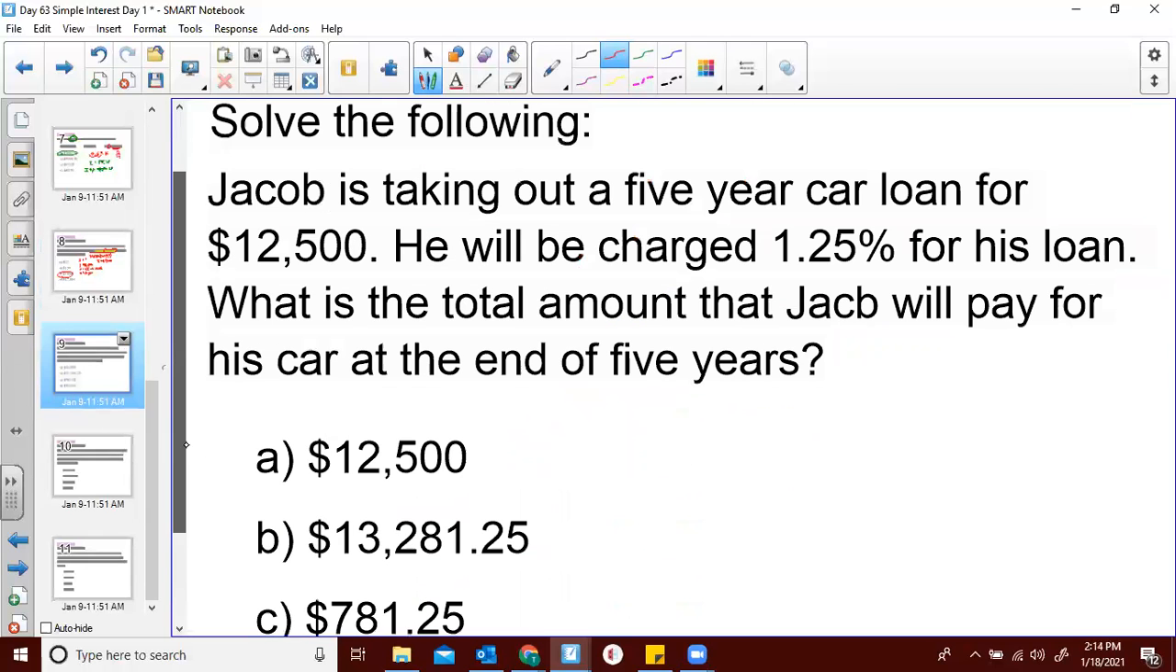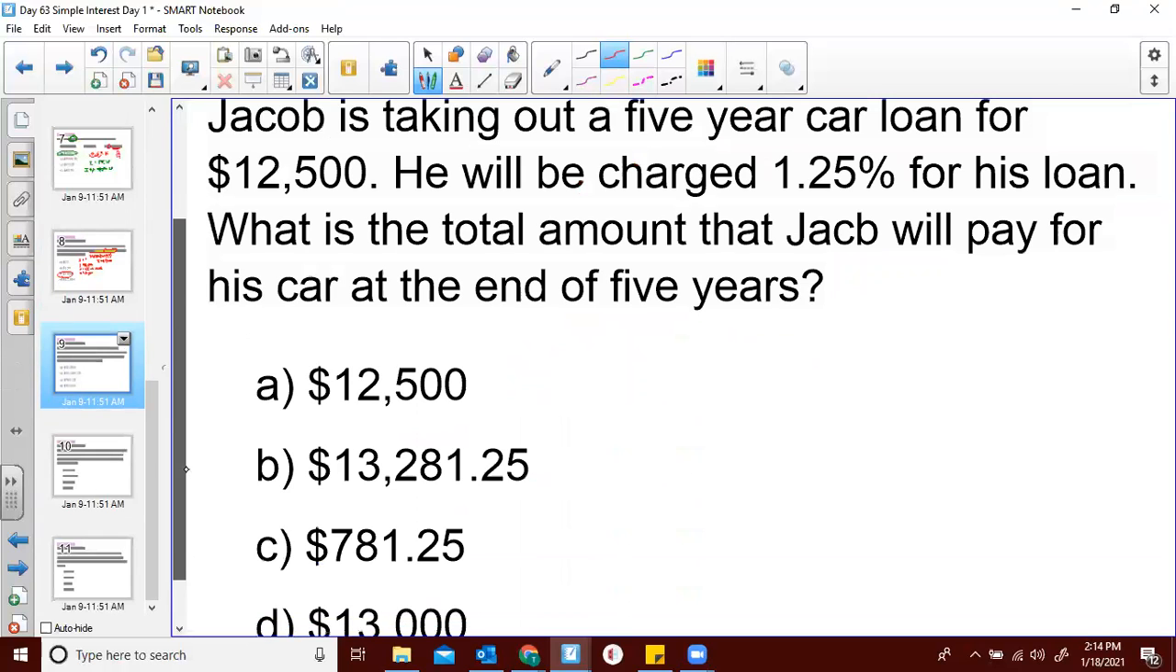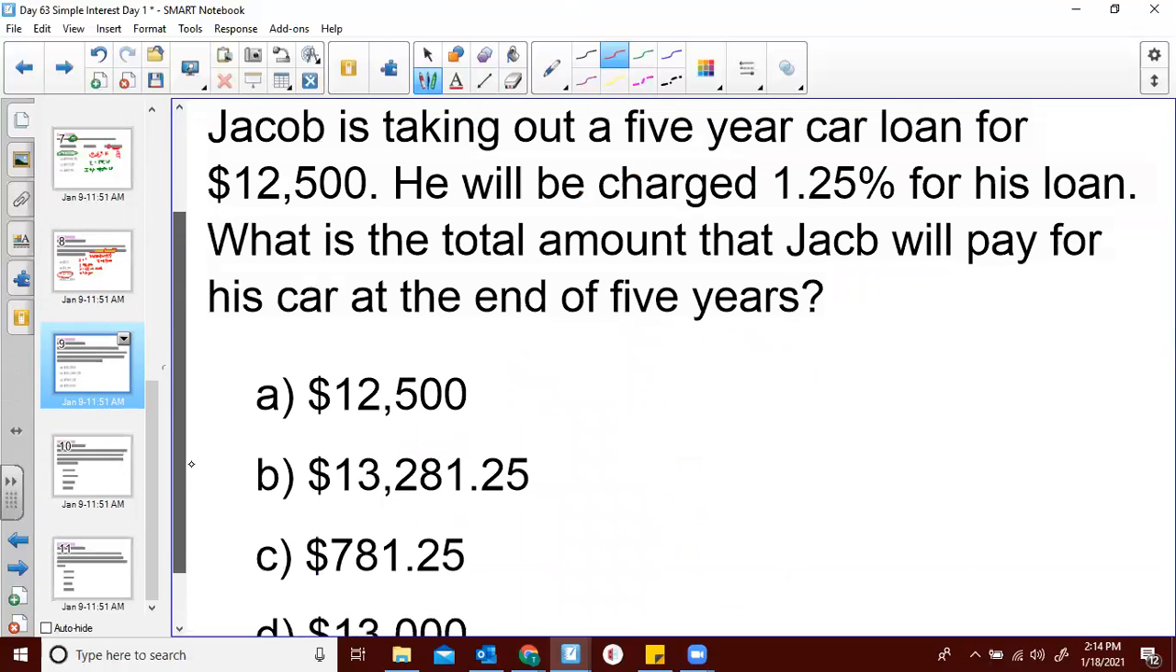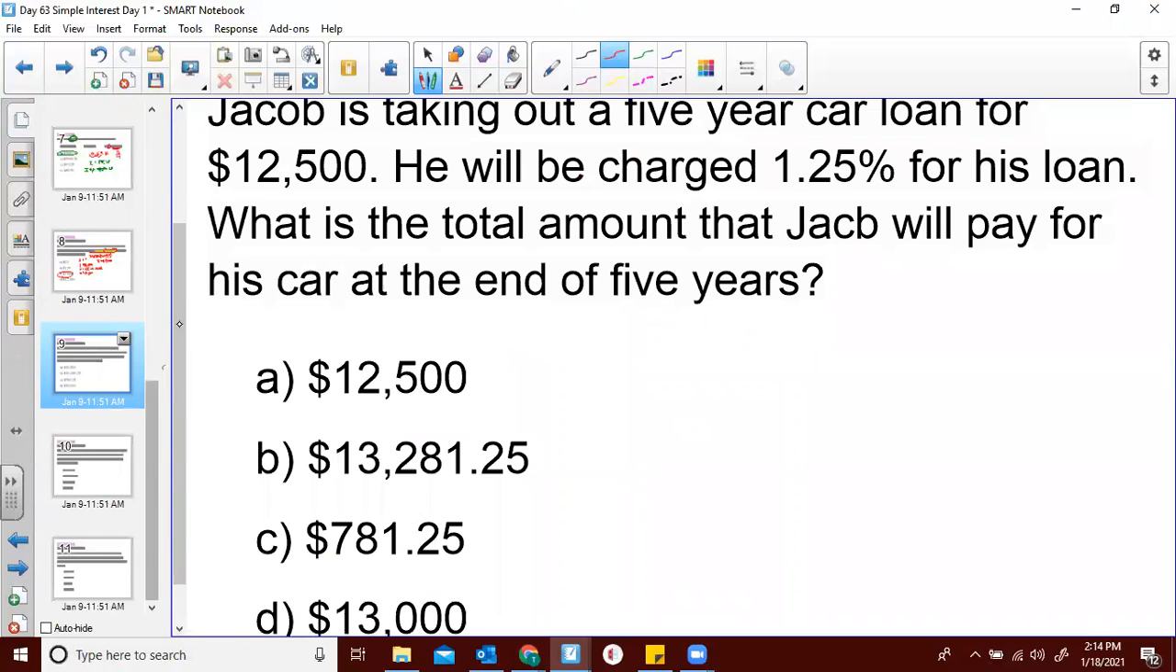All right, Jacob's taking out a 5-year car loan for $12,500. He'll be charged 1.25% for his loan. What is the total amount that Jacob will pay for his car at the end of the 5 years? What is the total amount? Let me highlight that. Remember, what is our total amount that Jacob's going to pay? So that's going to be him paying back this principal, the $12,500, but also paying back what his interest is going to be, right? So I'm going to put in equals PRT.